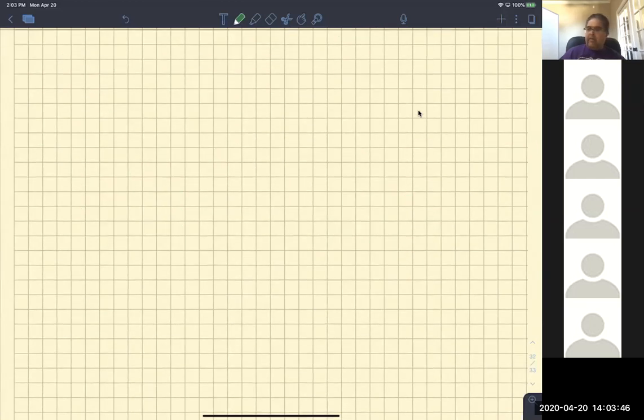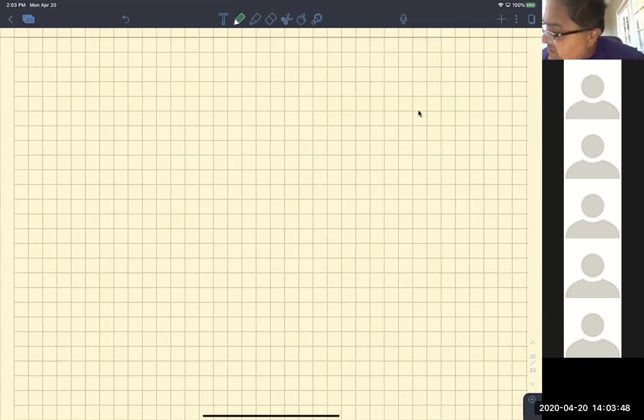So let's talk about an equation that looks like this. Okay. And I want to find the x-intercept. So I want to find the solution to this equation. So I set it equal to 0 and try to solve.